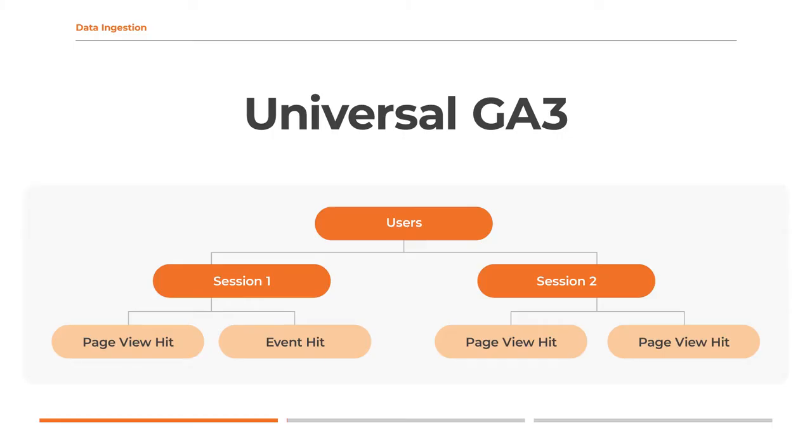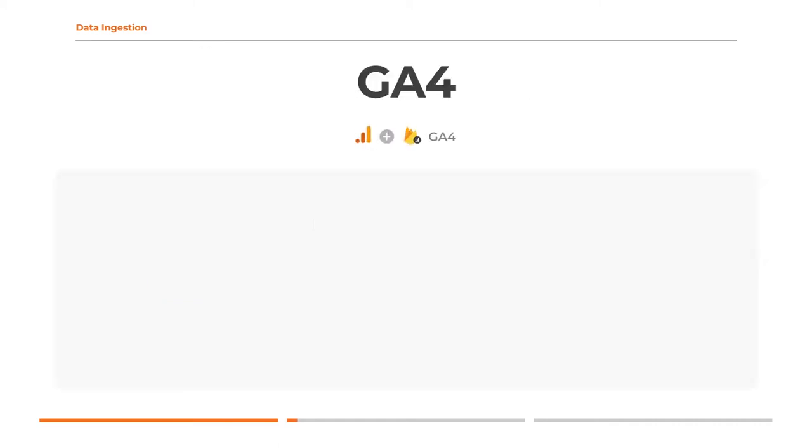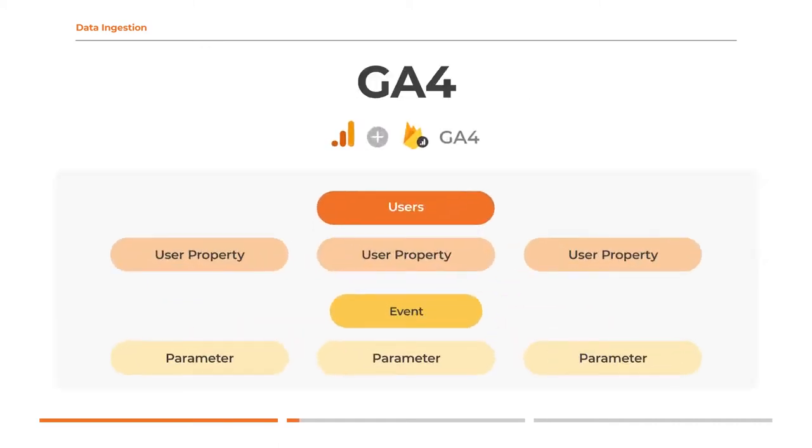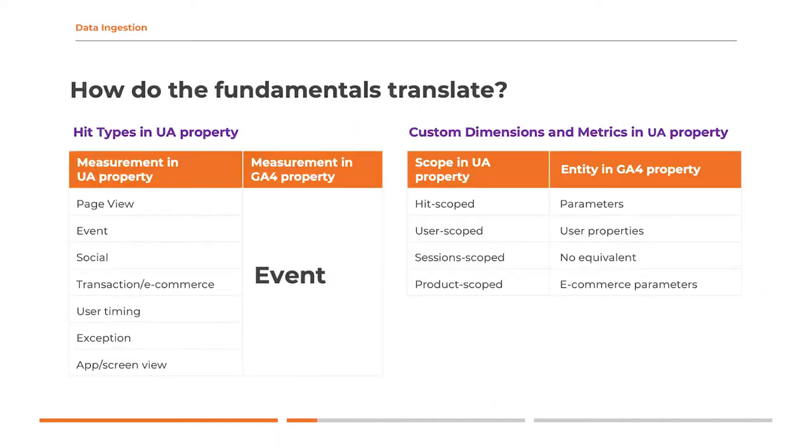The key differences I've mentioned: GA3 was more session-based, right? Whereas GA4 is all event-based. So when a user views a page, it's a page view event. Whereas in Universal Analytics, when a user viewed a page, it was a page view. So those are the key differences between GA3 and GA4, right?